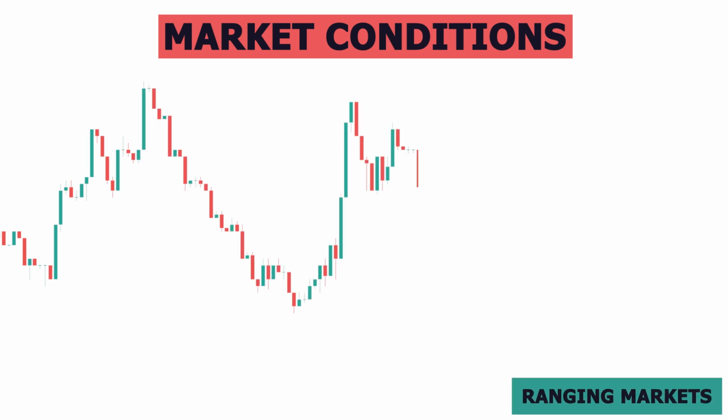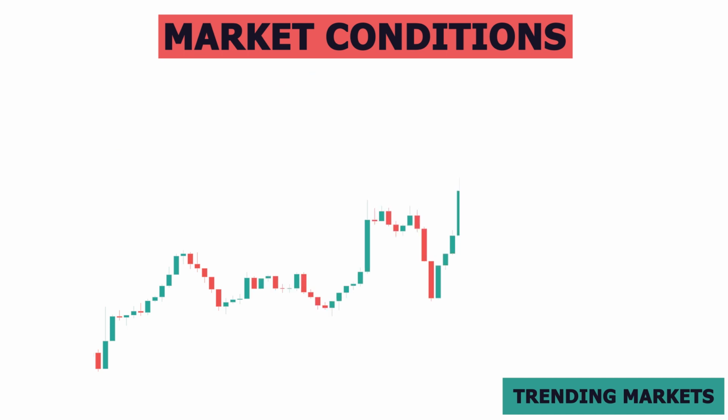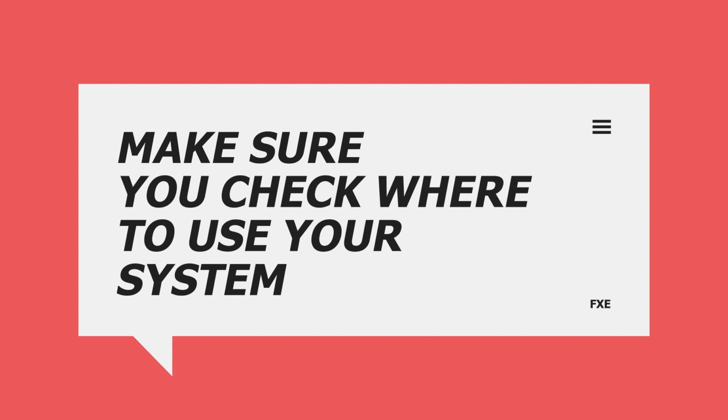As you should know, there are two primary market conditions that you can trade in. Ranging markets, which look a little bit like this, and trending markets, which look a little bit like this. Whilst it may be obvious to some of the more experienced traders out there, you should only be using trend-based strategies within trending markets, and on the contrary, a range-based system within a ranging market.